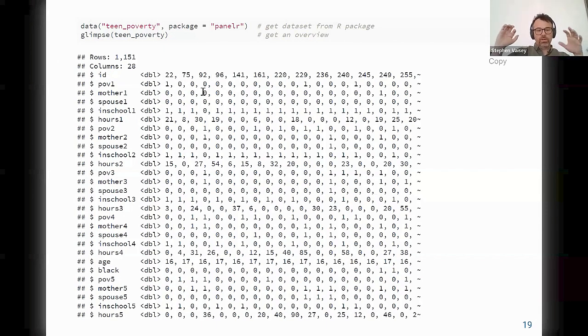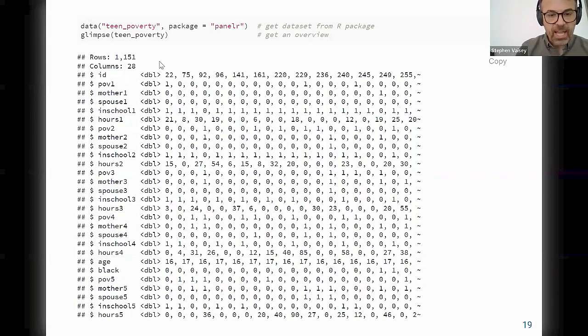So in tidyverse, there's a function called glimpse, which essentially shows you the data kind of sideways. It'll show you the column names here, and then it'll basically show you as many observations as it can. And the idea is just to give you a glimpse of the data.